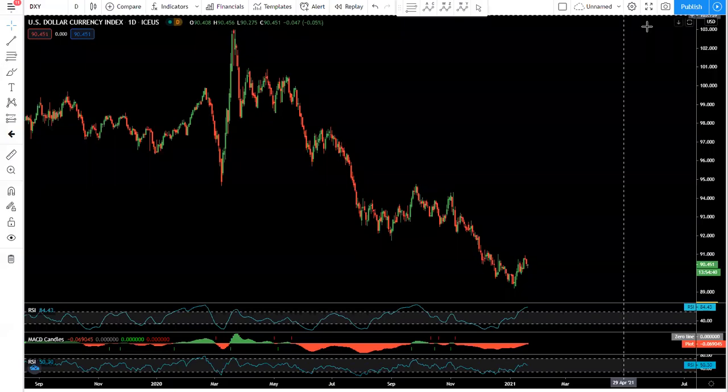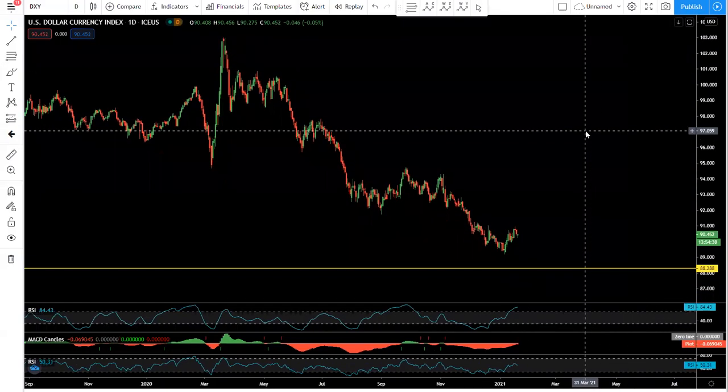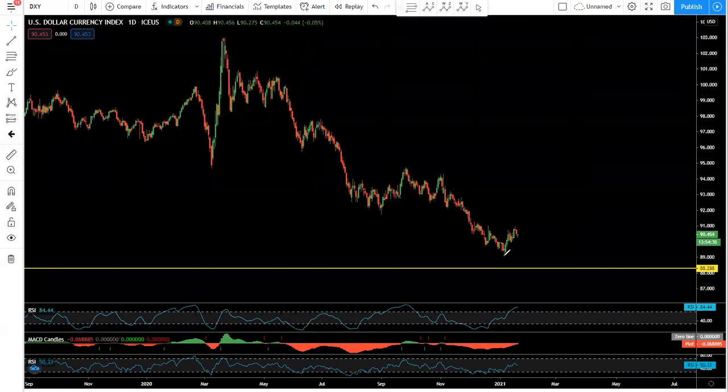Dollar index, we start with the daily chart. As we can see, based on the daily chart, there are not many changes. We are still within this move. The question is whether this is the start of the up move, or whether the price can drop and break this low before we get the uptrend.